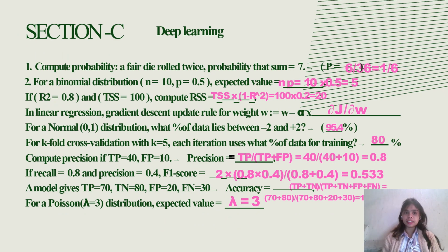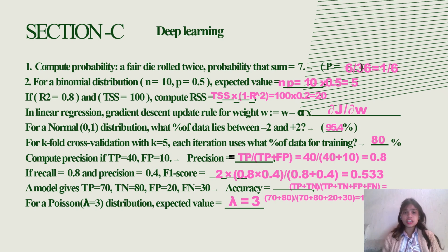Section C. Deep learning. First, compute probability. A pair of dice is rolled twice. Probability the sum equals 7: probability equals 6 by 36, which equals 1 by 6. Third, for binomial distribution, n equals 10, p equals 0.5, expected value np equals 10 into 0.5 equals 5. If R squared equals 0.8 and TSS equals 100, compute RSS. RSS equals TSS into 1 minus R squared, equals 100 into 0.2, equals 20.